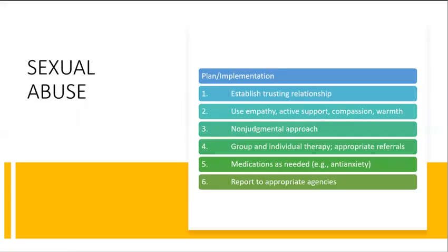And what's our plan for these clients? We want to establish a trusting relationship. That's priority. We want to use empathy, support, compassion, warmth. Remember, the nurse can just sit with the client as a form of support. Again, we want to carry out a non-judgmental approach when we are dealing with these clients. We can engage in group and individual therapy. We want to appropriately refer this patient as needed. Again, we might need to place them on anti-anxiety medications. And like we said, you want to report to appropriate agencies.